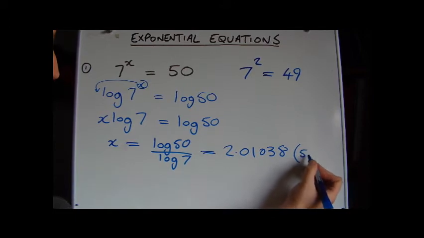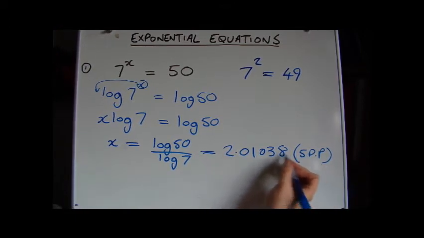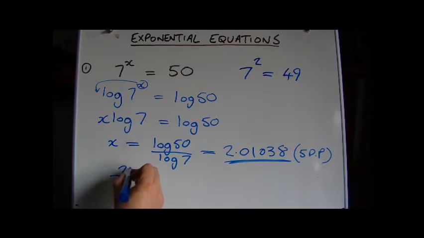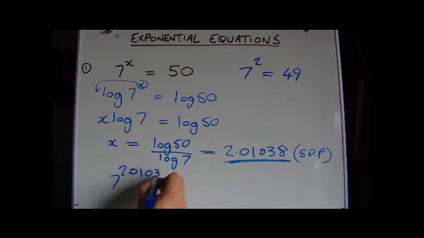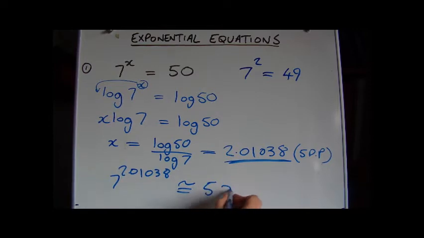and I could keep writing down more digits, but I'll just quote it to 5 decimal places. You can check the answer's correct if you were doing an exam. If you put this back into the original equation and do a very quick calculation, 7 to the power 2.01038, well, because we haven't used an infinite number of decimal places, you're not going to get exactly 50, but it will be close to 50. So that's a quick check.